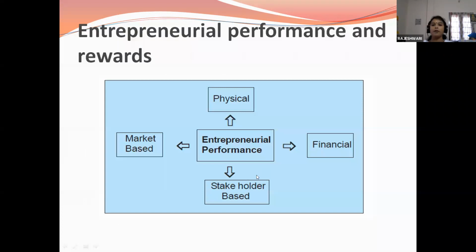How can we measure entrepreneurial performance, the business performance? We should not only do the business, we have to measure our business performance. How can we measure it? There are four very important parameters: physically, financially, stakeholder based and market based.